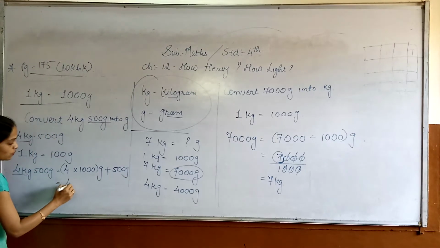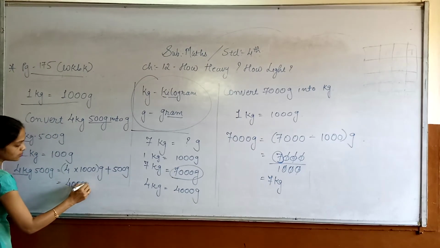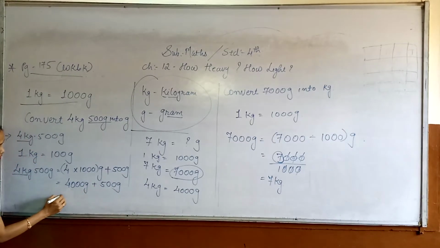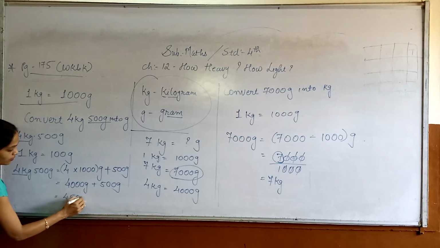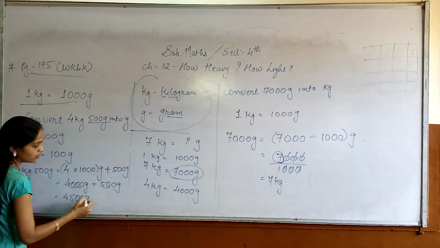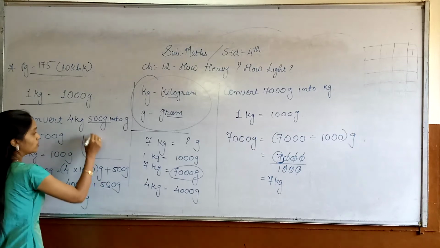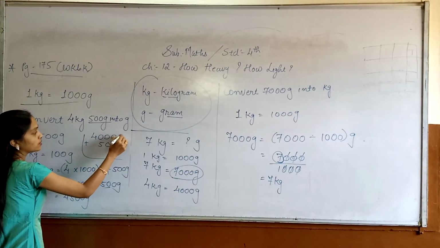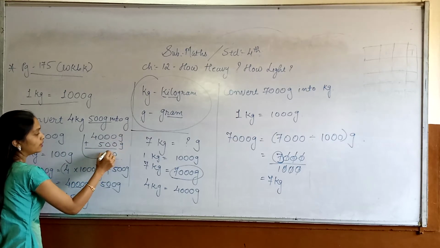So here it is 4000 grams plus 500 grams. So it is 4500 grams. इसको हम ऐड करेंगे. रफ और पहले show you here 4000 plus 500 grams. So this is given in grams. We'll add it.